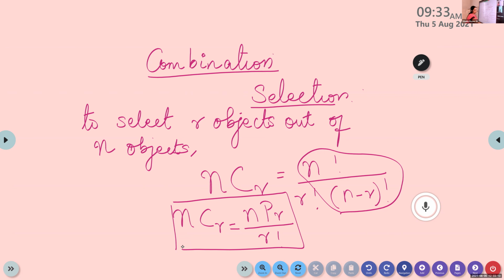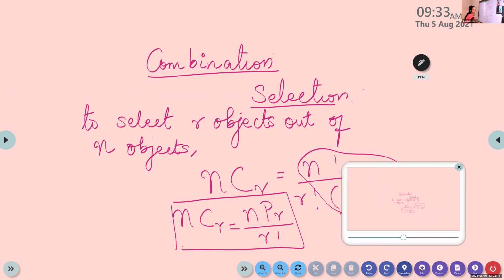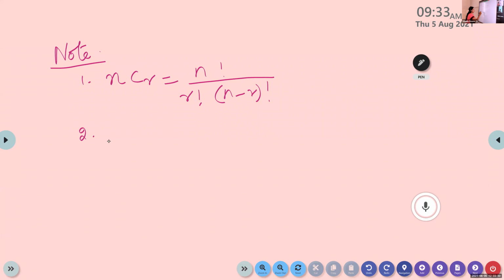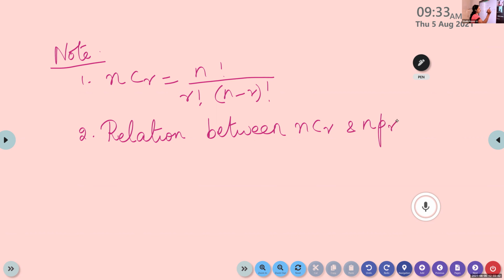Okay, so write the next heading as notes. Write this note. What is the formula we have learned for NCR? First one, NCR is defined as N factorial by R factorial into N minus R factorial. Second one, what is the relation between NCR and NPR? NCR is equal to NPR by R factorial.